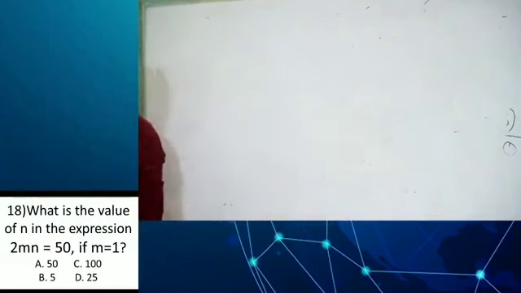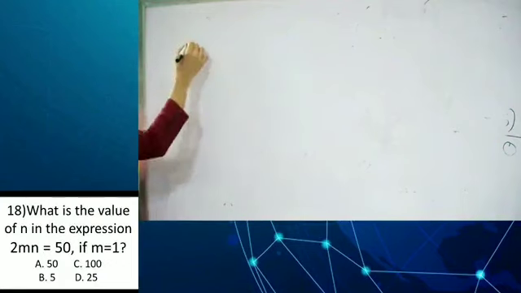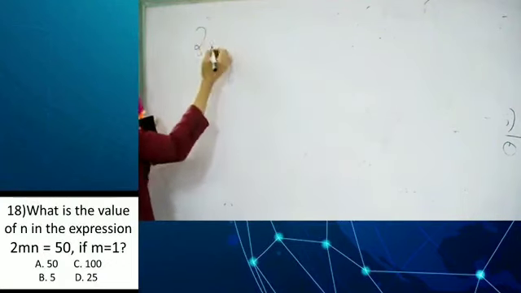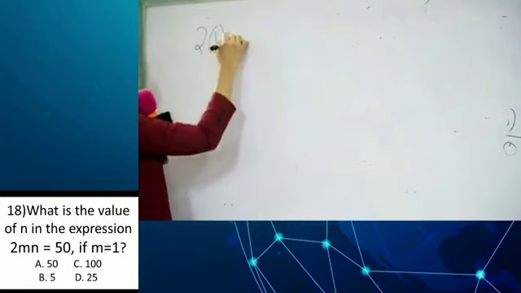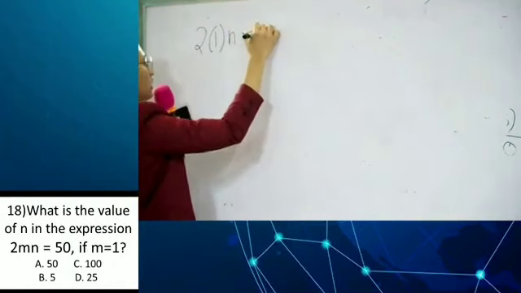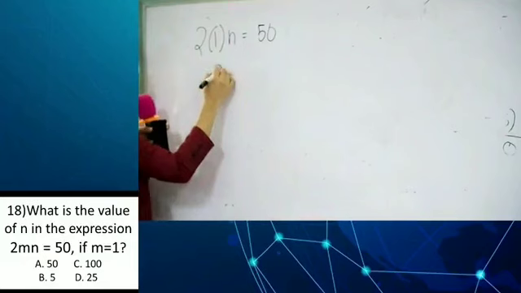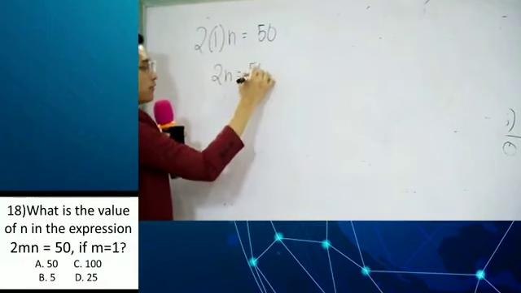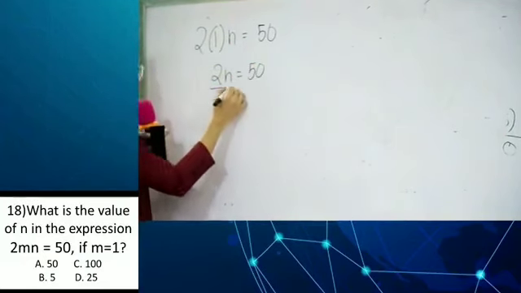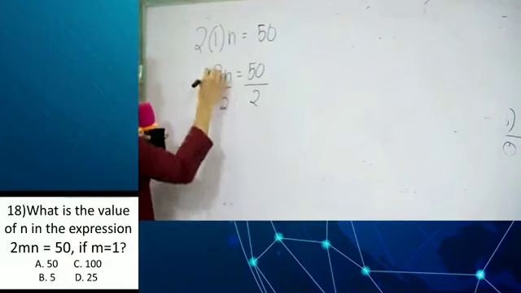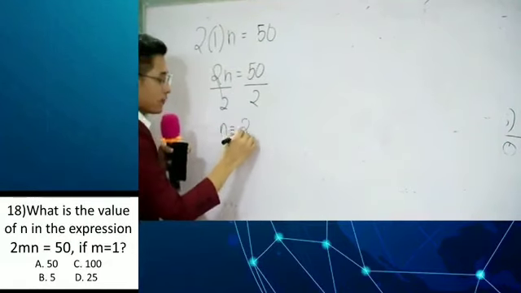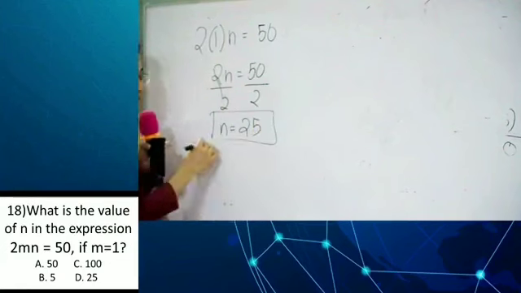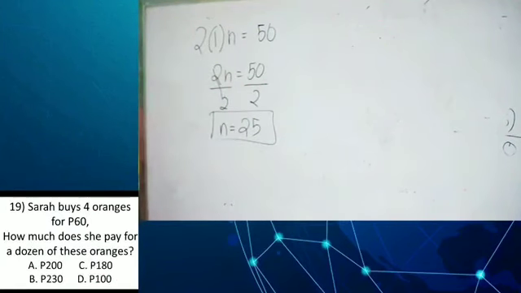What is the value of n in the expression 2mn is equal to 50 if m is equal to 1? Okay? So, yung first value natin is m, which is 1. So, 2 times 1 times n is equal to 50. So, 2 times 1 is just 2. 2n is equal to 50. Divide both sides by 2. So, therefore, ang value ni n is 25. And that's it. Next question.